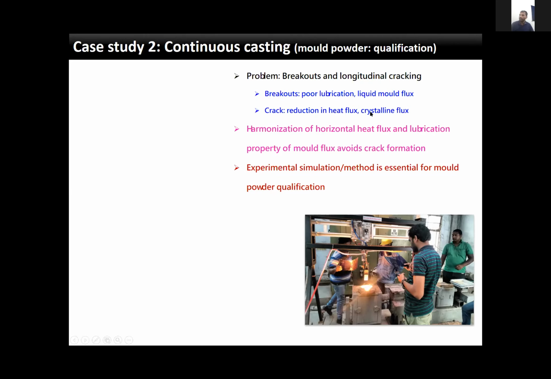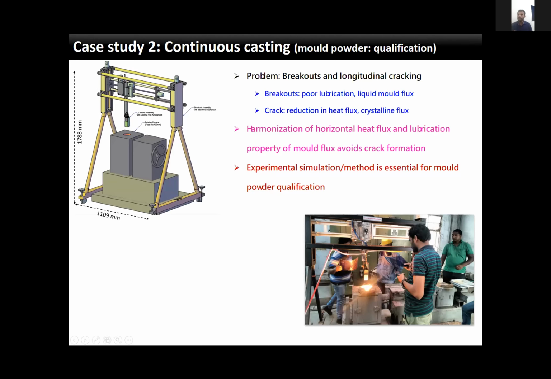That is the reason nowadays controlling crack formation and breakouts in the continuous caster for the new grades is very difficult, very critical, and a challenging task. And we were able to develop an experimental simulation technique to qualify a mold powder considering all these aspects. This is nothing but an inverse mold simulator.